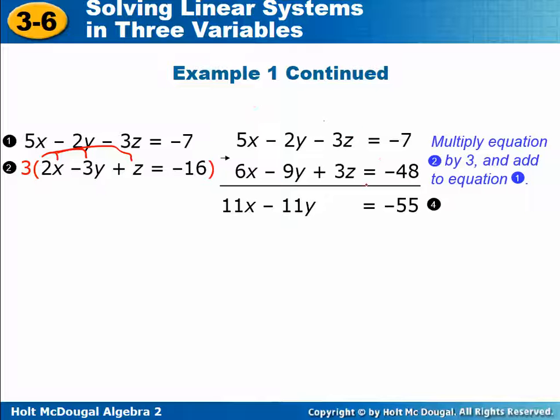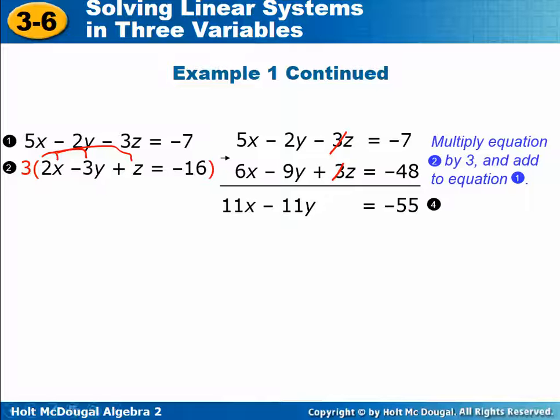Now we're going to add these together. This is elimination. 5x plus 6x is 11x. Negative 2y minus 9y is negative 11y. The z's cancel, like we were hoping, and I end up with equals negative 55. Now we have a new equation. We're calling it number 4. We're going to have this one to work with. But that's not enough. We need 2 equations to work with. 2 equations, 2 unknowns.